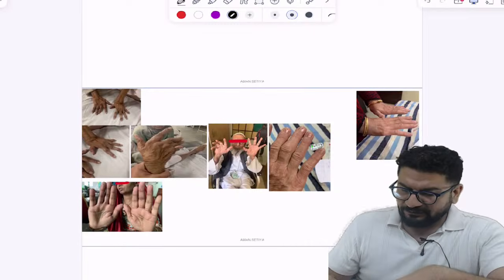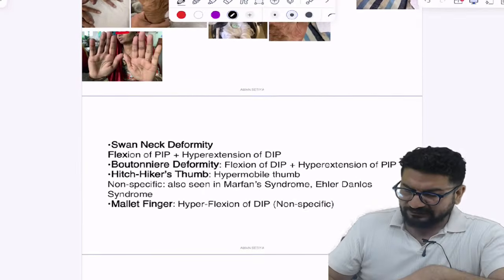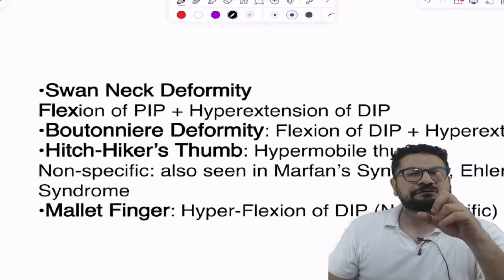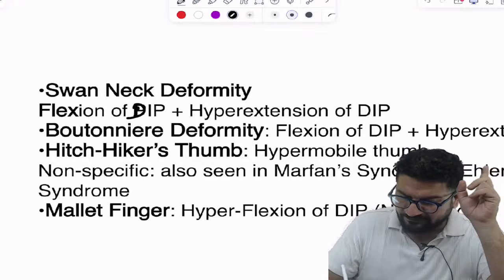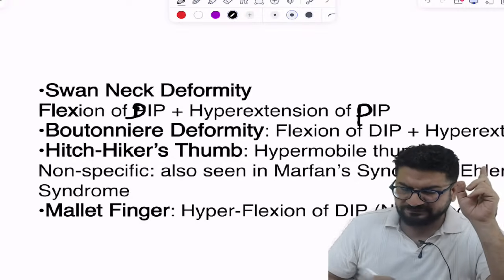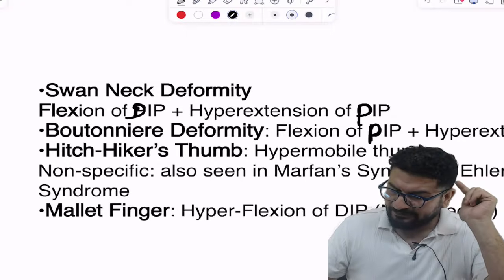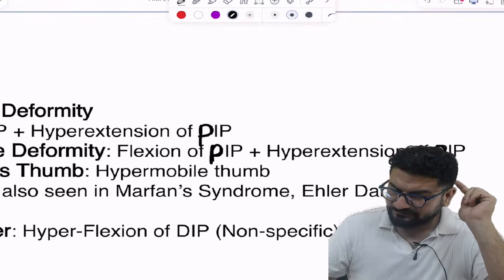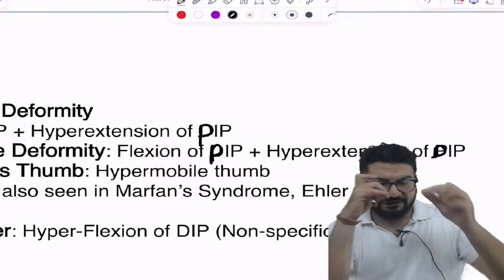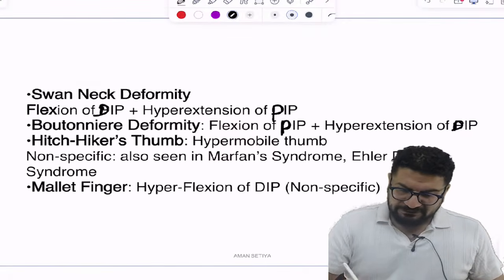You can notice two important findings. First is swan neck. Swan neck is flexion of your DIP, this is DIP, and hyperextension of PIP. Then we have boutonniere, that will be flexion of PIP and hyperextension of DIP. So this is your swan neck, this will be your boutonniere. Then you can see the swan neck, boutonniere.